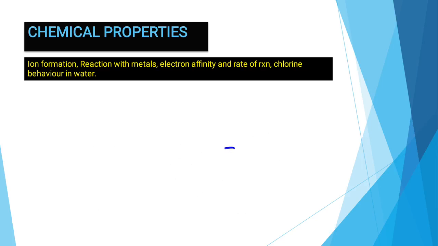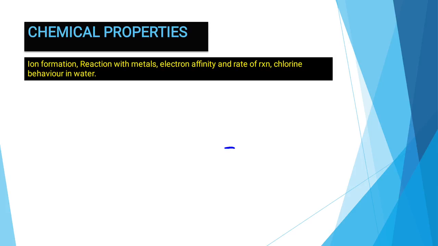Next, we look at the rate of reaction. Down the group from fluorine to astatine, the rate of reaction decreases. That is to say, fluorine is the most reactive, followed by chlorine, then bromine, and the process continues.